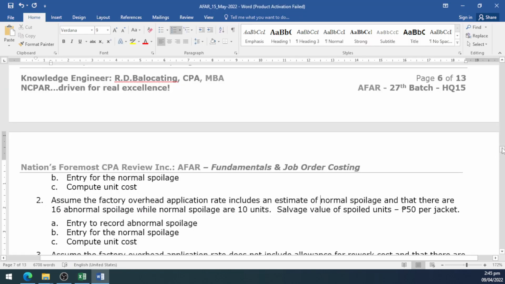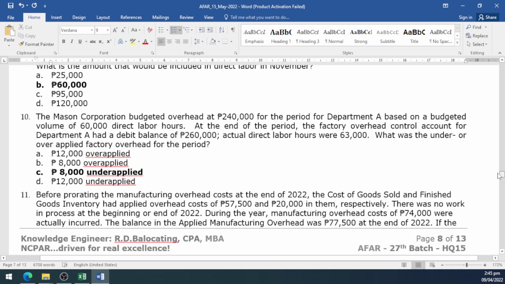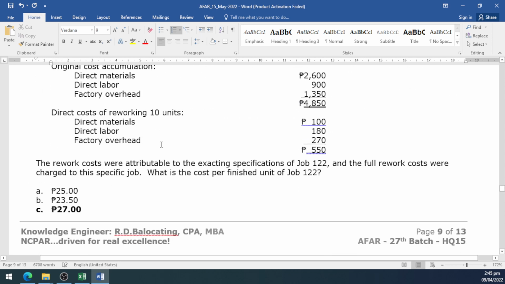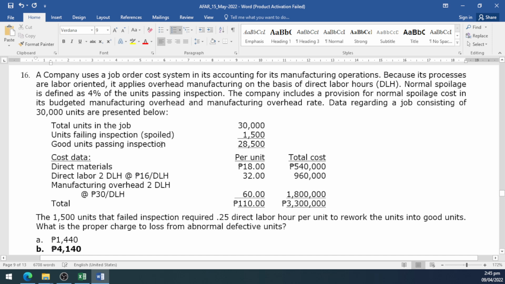Balikan ko yung mga ibang multiple choice dito. Simultaneous yung ating illustration. Tapos na yung number 14. Ito, class, tingnan natin itong number 16. Ito ay tungkol sa abnormal spoilage. How much is the proper charge to loss from abnormal defective units? It says that wait. Defective units ito pala. No, I'm sorry.